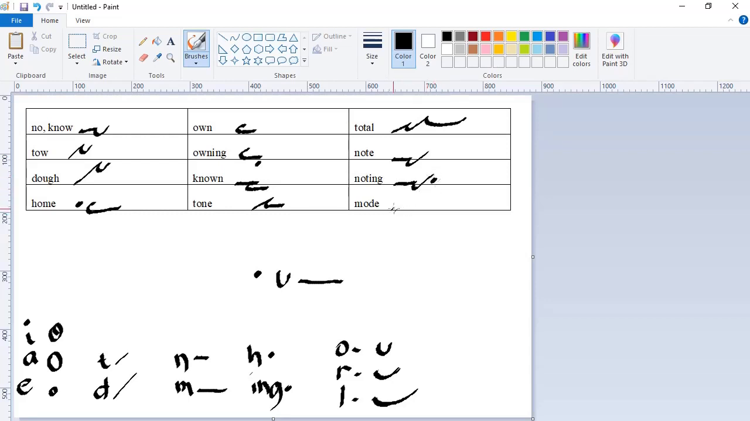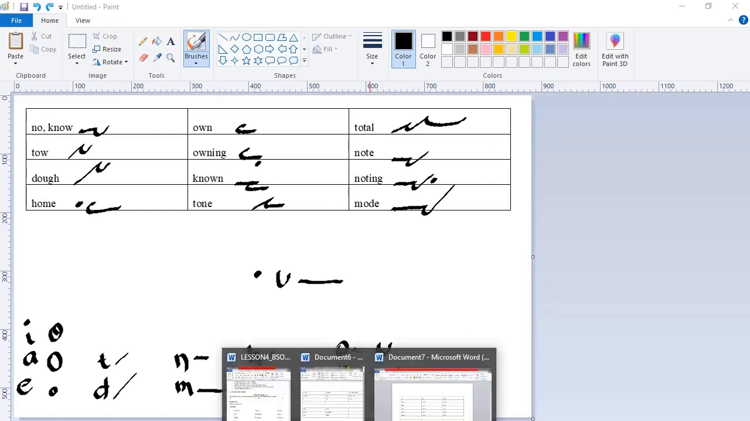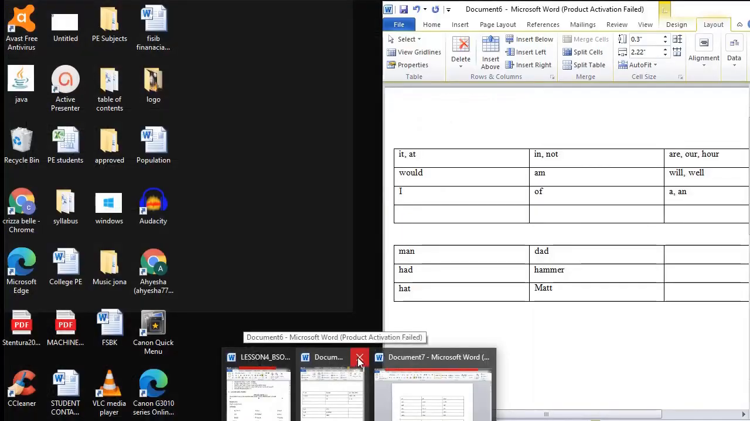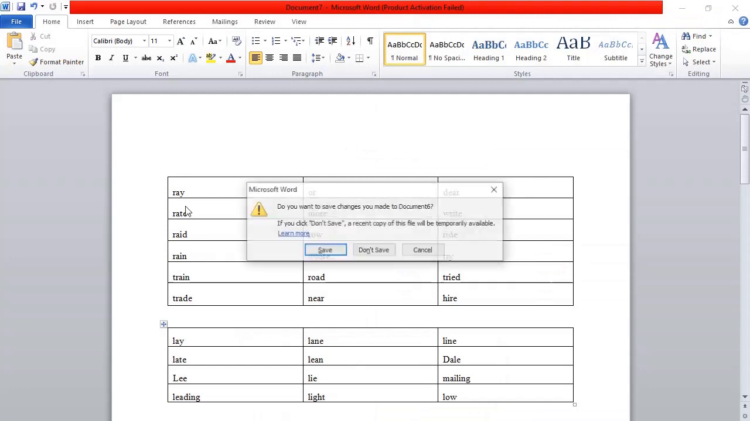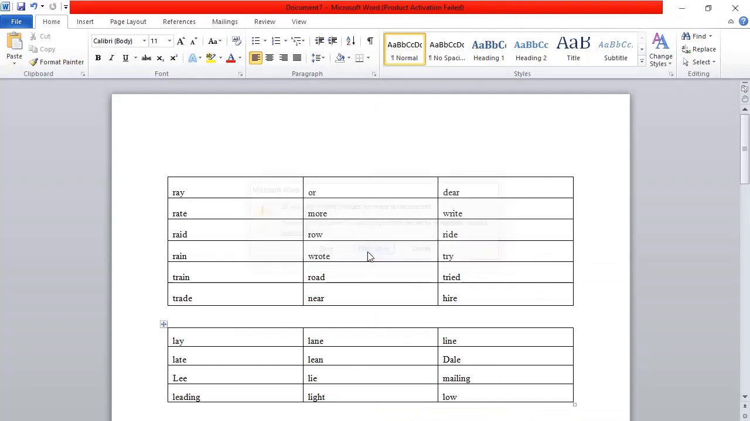Next, mode. M-O-D. Mode. May moding ba na term? So, if ever na merong moding, we add ing there. But since there's none, then there's none. So, ayan. Those are our words with the sound of O. Now, let's move on to our next words or set of words which has the sound of R.